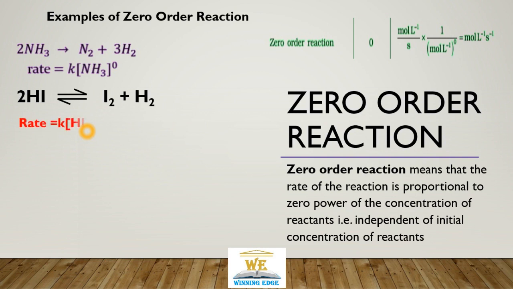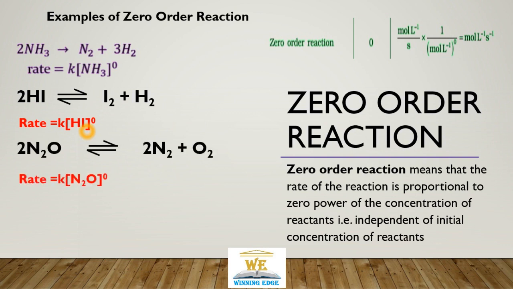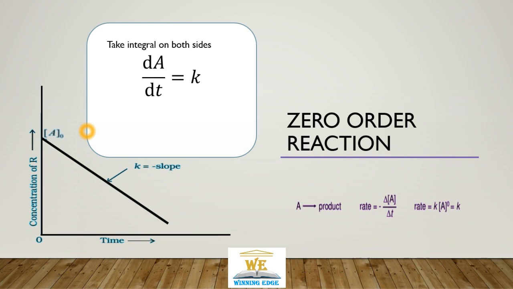Decomposition of hydrogen iodide into iodine and hydrogen. Nitrous oxide decomposition into nitrogen and oxygen. It's again a zero order reaction. Now, to explain it mathematically, let A be the reactant concentration, then the change in concentration, dA by dt, is equal to K.